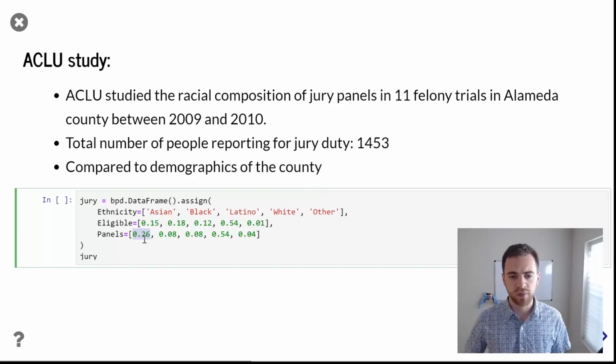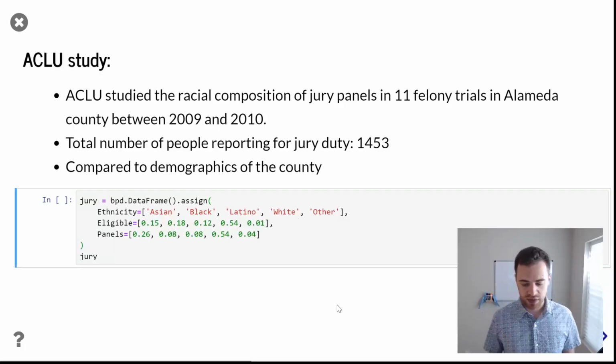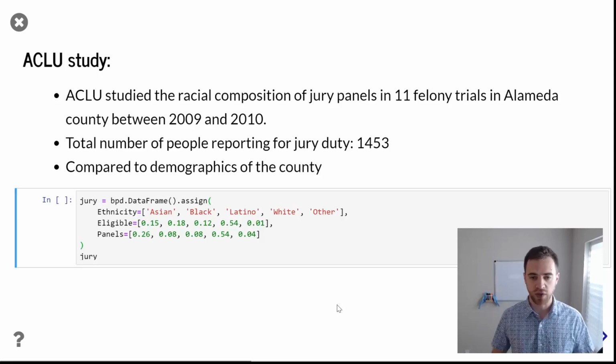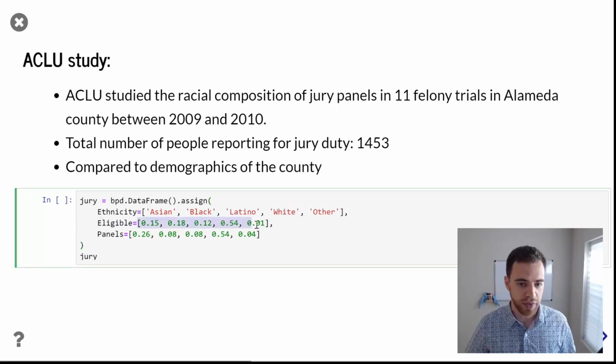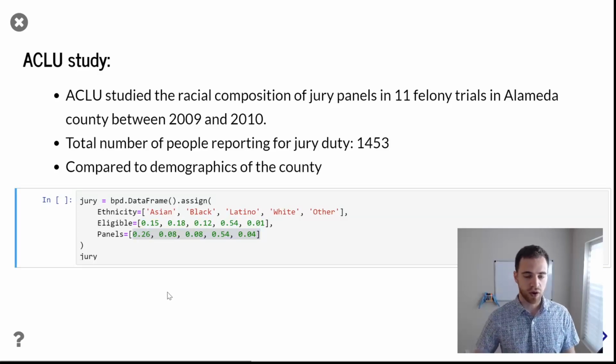And so they saw that these numbers look somewhat different. They said that the difference was somewhat large. In this case, Asian people were overrepresented in the jury panels, Black people and Latino people were underrepresented, and so forth. And so the question is, we have 2 distributions here. We have the distribution in the population, and we have the distribution in the jury panel. Are these two distributions significantly different from one another?